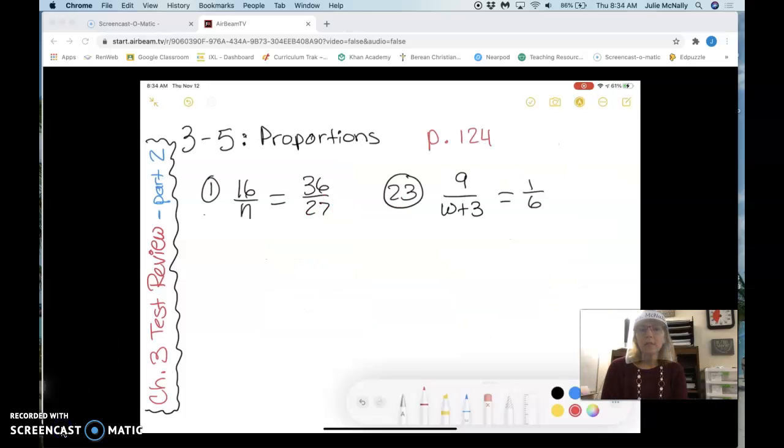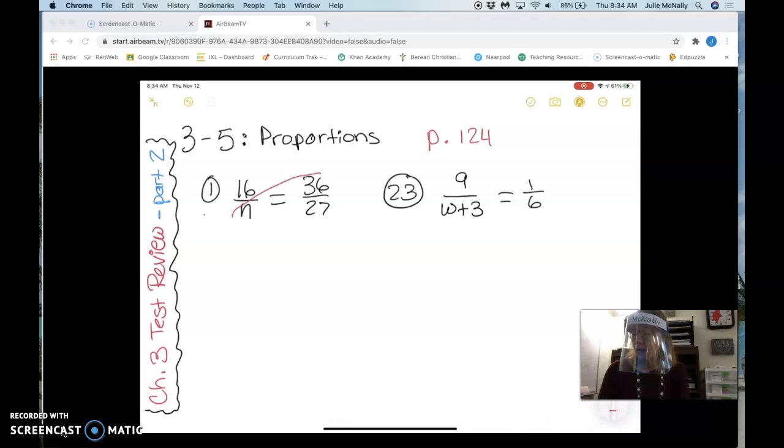Okay, the last section that the test is over is 3-5, which is proportions. And when we solve proportions, remember we just multiply the diagonals. So 36 times n is 36n. And 16 times 27, who has their calculator? Times 27. 432. Okay, and now I just solved the equation.